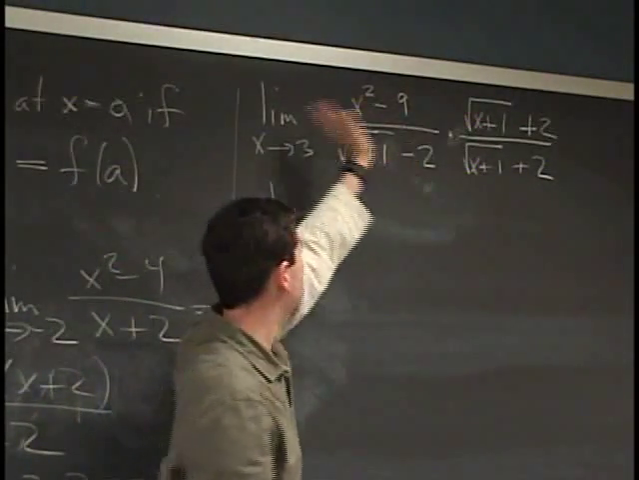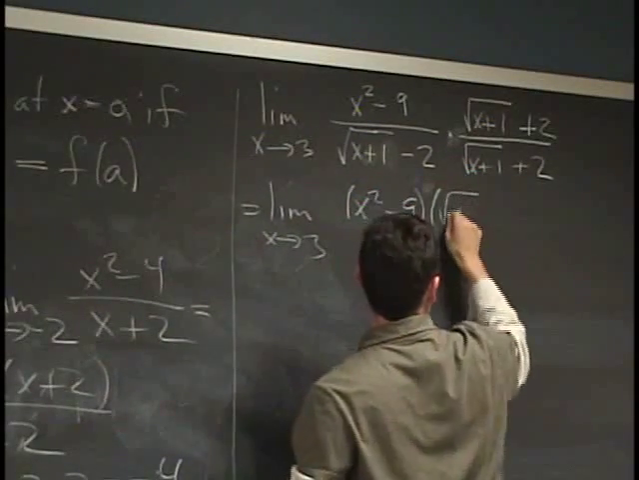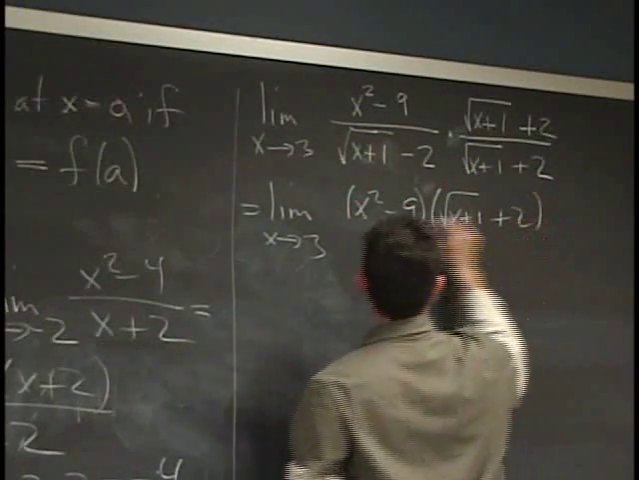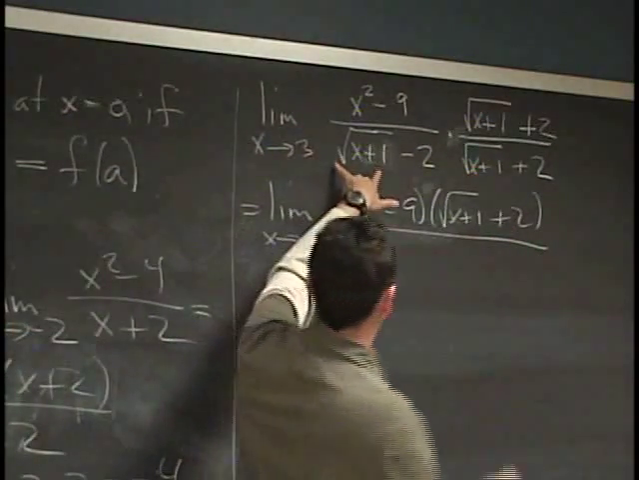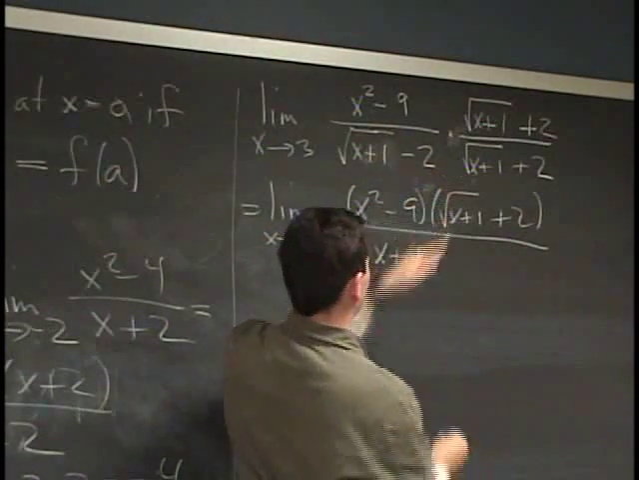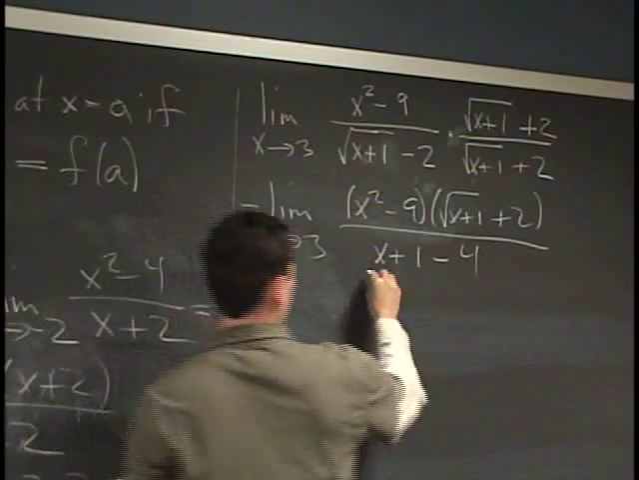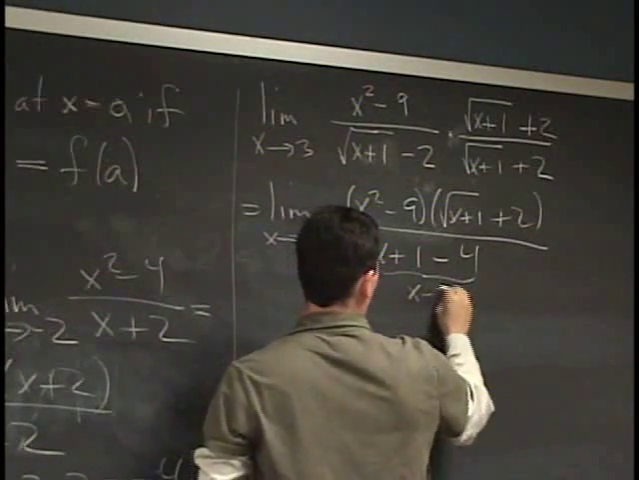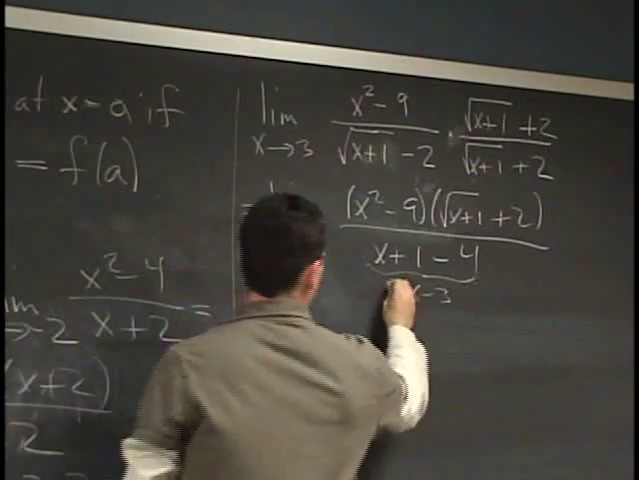Okay, so let's just leave the top as it is. Who knows what the right thing to do will be? And on the bottom, what's going to happen? Well, you're going to square this term and you get x plus 1. And you're going to square 2 and you're going to get 4. So you subtract 4. So this bottom part will be x minus 3. Right? So that's just the bottom.